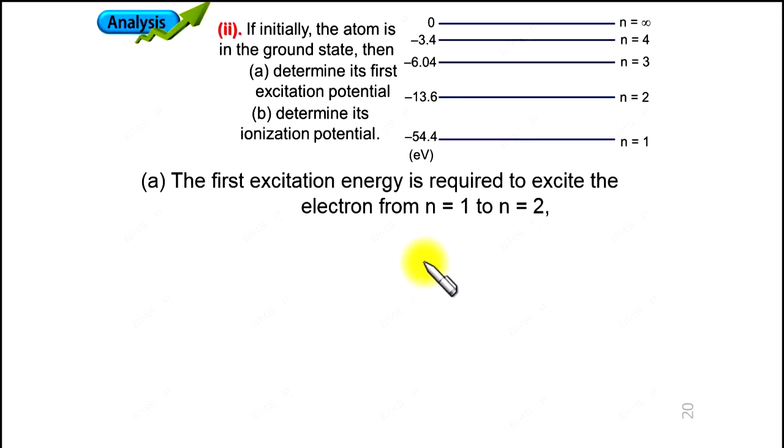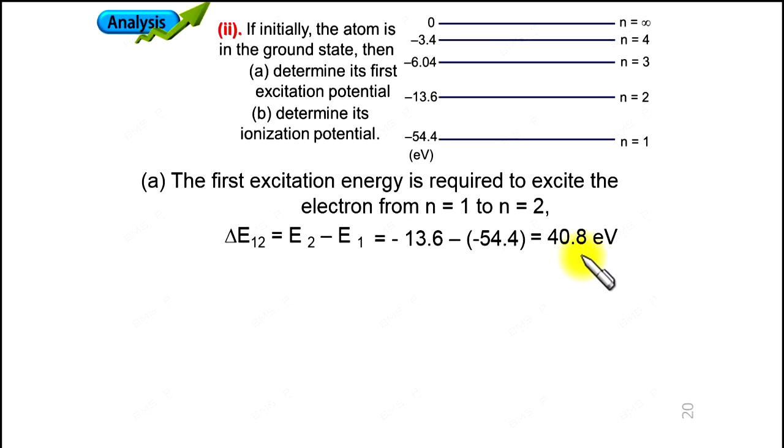So, let us write delta E12 equal to E2 minus E1 and that will be equal to minus 13.6 minus, minus 54.4. Okay. Let us substitute this value. So, after solving, this will be equal to 40.8 electron volt. This is the energy required.